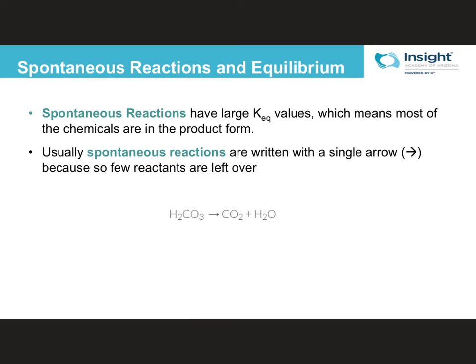So, spontaneous reactions have very large equilibrium constants. The products are favored much, much more than the reactants. Because of that, a lot of times we don't even bother doing the double arrow. A lot of times you'll just say that this is going to go to completion towards the products, or so much of it is products that it really doesn't even matter to consider the reversibility of this.